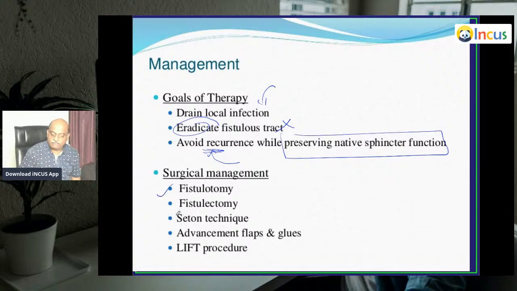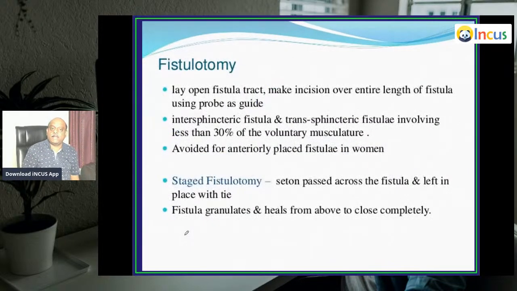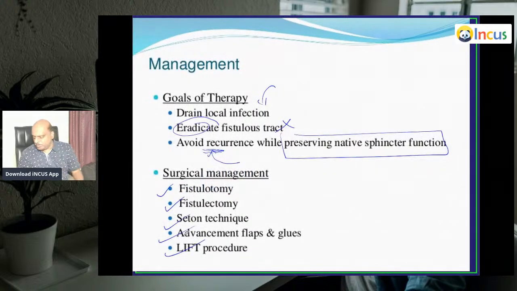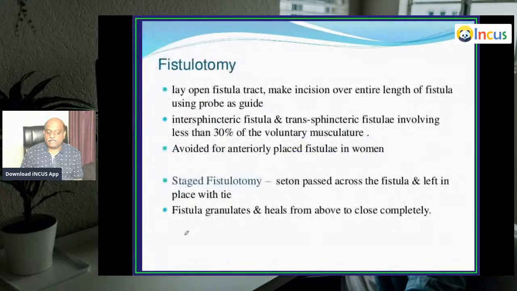So fistulotomy, fistulectomy, seton technique, advancement flaps and LIFT procedure. You need to know about the treatment of fistula in ano. One, two comments about each of them. You need to be aware because this is one of the favorite areas of the examiner. Fistulotomy. What are we doing in this? We open the fistula tract, make an incision over the entire length of the fistula using the probe as a guide.